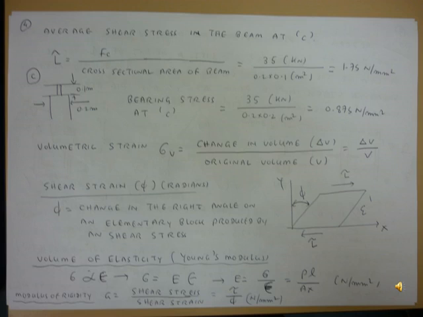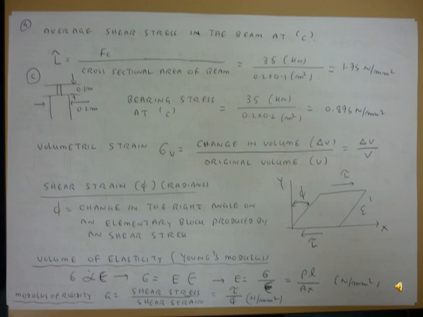But there are two bolts on the opposite sides supporting the force. Therefore, the shear force divided by the area: 35 divided by 0.2 multiplied by 0.1 gives 1.75 newton per millimeter square. So this is the shear stress. In the meantime, you can also calculate the bearing stress at the C point.